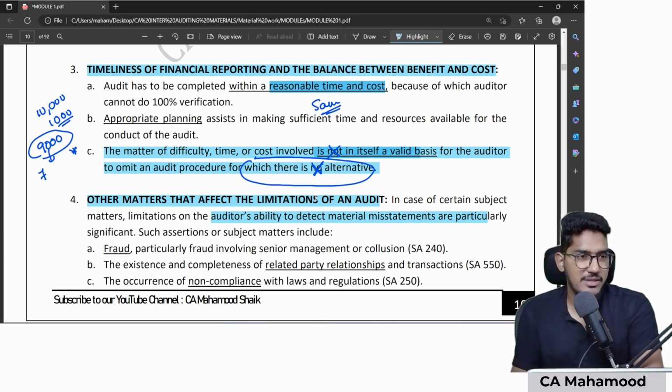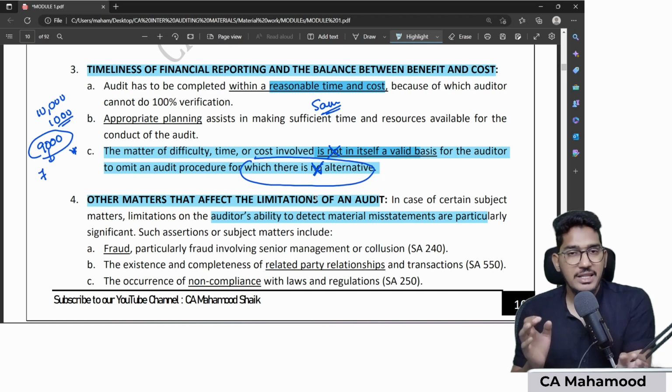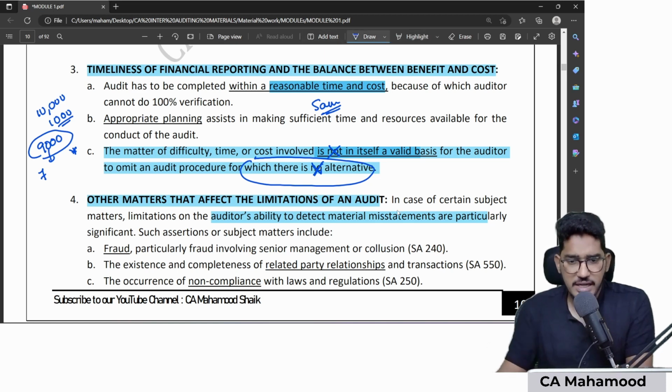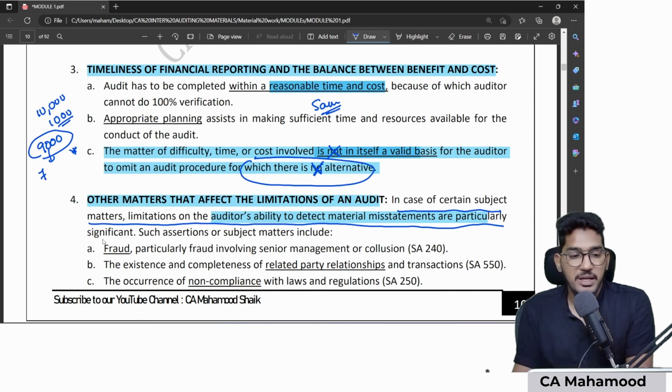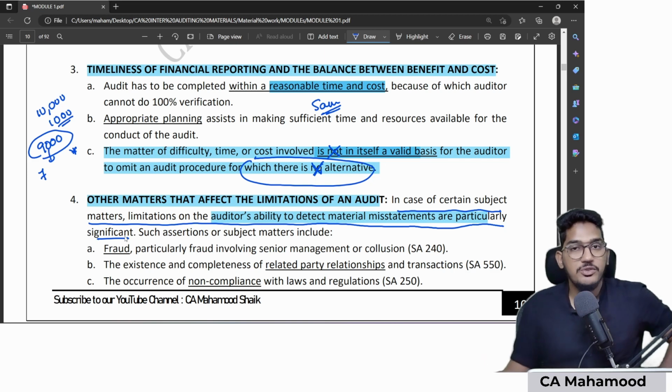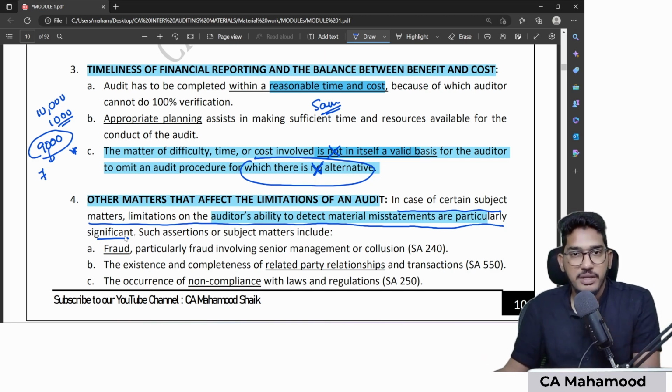See, in one of the past examinations, there was a question. They took this sentence and gave it as it is in the question: in case of certain subject matters, limitations on auditor's ability to detect material misstatements are particularly significant. Explain what are those matters. This is the question. They have given this statement and asked you to explain what those matters are.